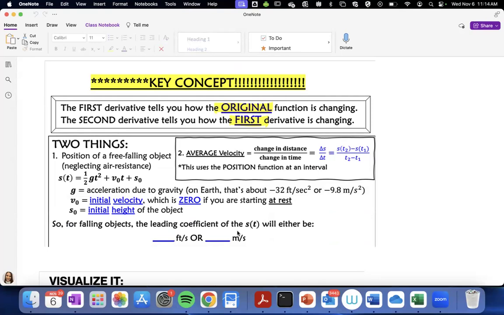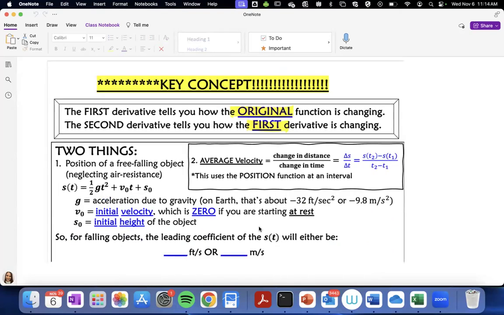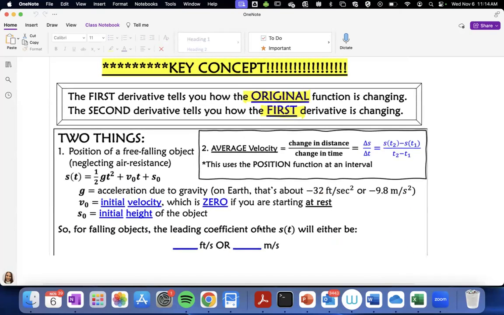Like I said, there's a lot of setup before we get to the actual example. So one thing you might be asked to find is average velocity versus, find the exact velocity. The average velocity, remember, is slope.